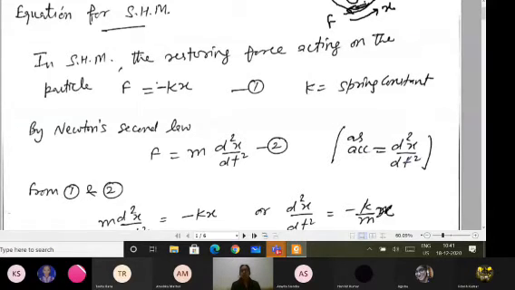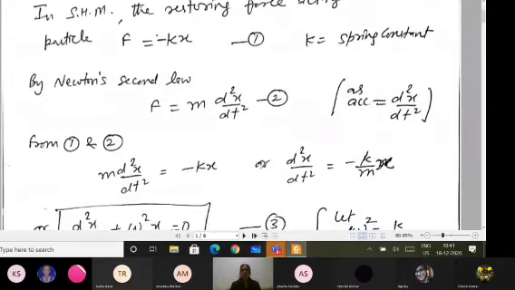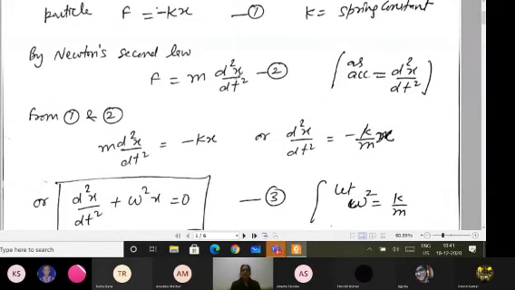dt square. So we are simply willing to write the equation for simple harmonic motion by comparing these two forces: the first equation, which is by the definition of SHM, and the second, which is from Newton's second law. So when you compare, I get m d2x by dt square is equal to minus kx, or I can write d2x by dt square is equal to minus k upon m into x.